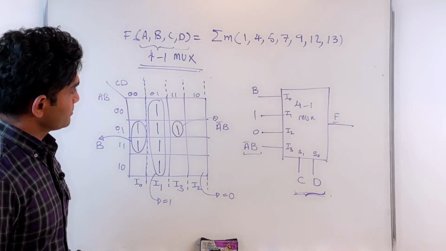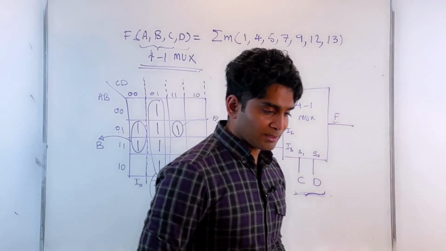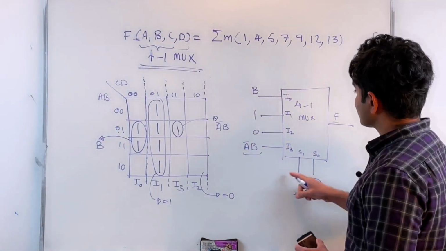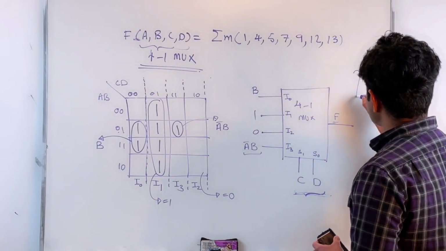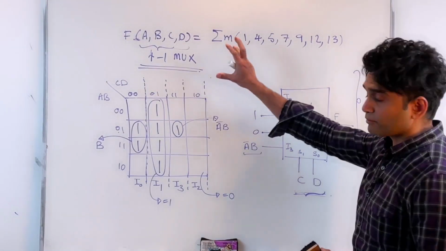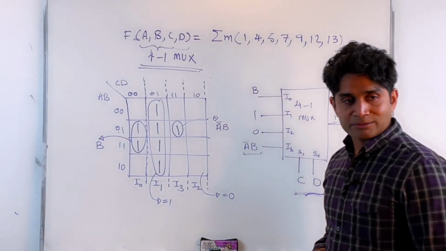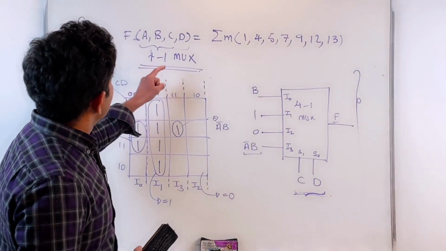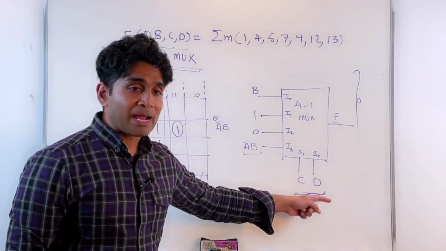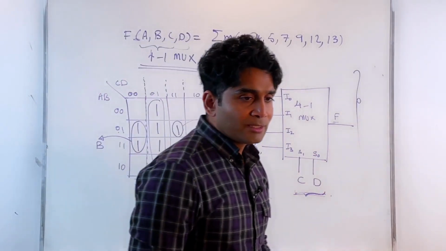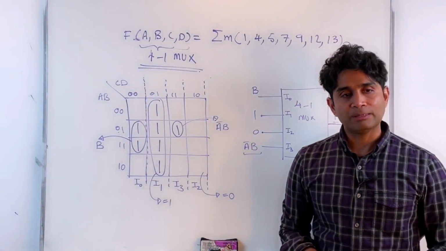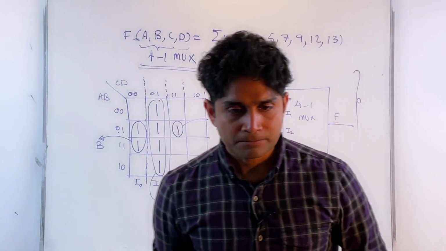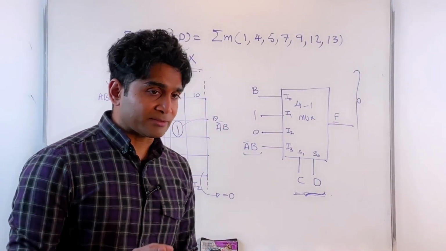And that's it. And if you compare this to the last class exercise, where we chose A and B as the selector input, you will see that this particular implementation implements this function with fewer number of gates. So the choice of your selector inputs really matters, because that determines the complexity of your implementation. I hope that makes sense. Does that make sense? Any questions here?